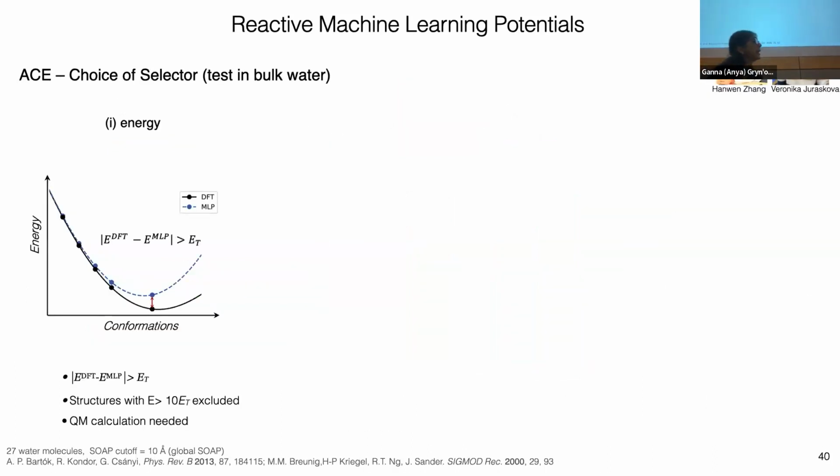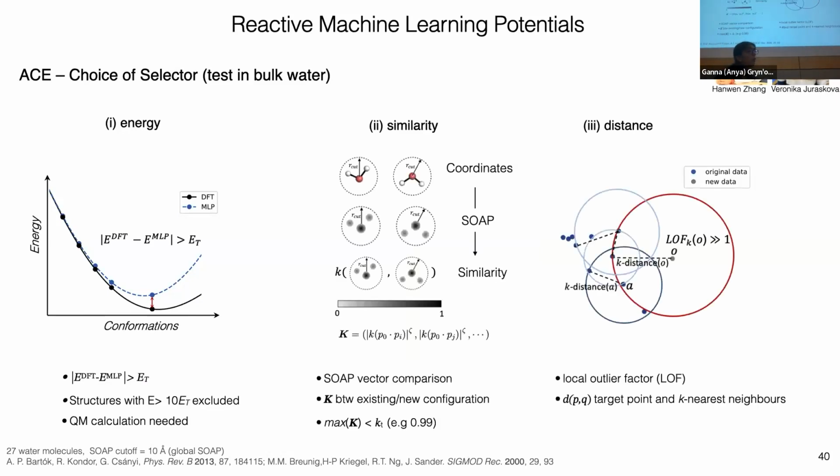And something that has been much more transformative for us, and work led by Hanwen and Veronica in our group, is to explore different selectors. I mentioned before that the energy selector is expensive because we need to run QM calculations every time. But if you go to similarity descriptors or distance descriptors that are just based on the configuration, so you just see how similar or different they are, you can save a lot of computer time.